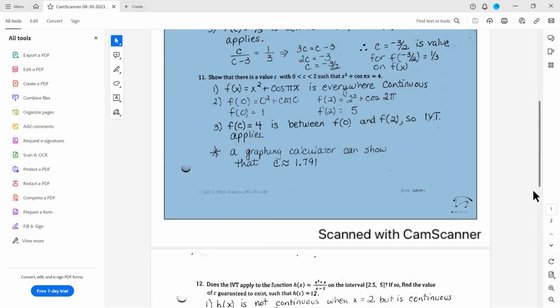This looks like a mess. Okay. Again, don't freak out. Just do the steps. So let's write this down. We have 0 to 2 here, 0, C and 2 there. And our function is x squared plus cosine pi x equals 4. Okay. Now, what this represents, let's figure out what we're doing. All right. Let's figure out what the heck they're talking about.